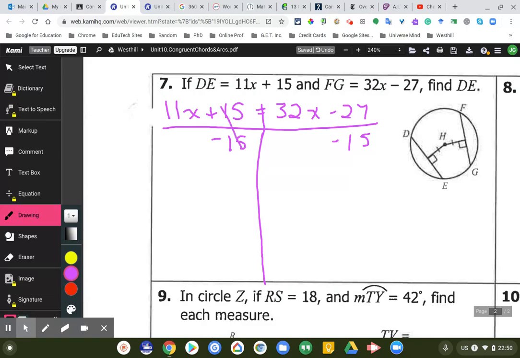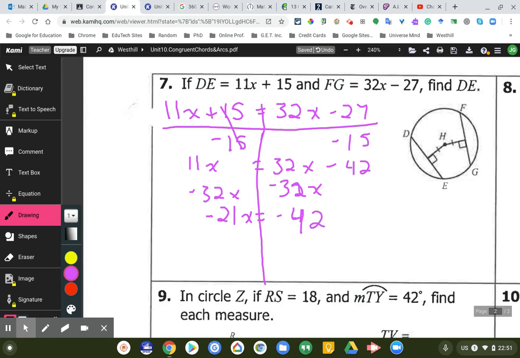So this is going to cancel out. So we're going to have 11x, right, equal now to 32x minus 42, right, minus 32x, minus 32x. So what do we have? What's 11x minus 32x? That is negative 21x. Okay, is going to equal negative 42.